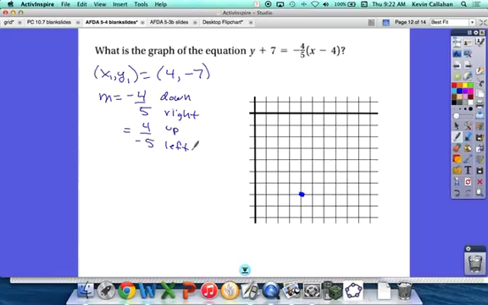If you want to, extend your graph down, then you do it. Up 4, 1, 2, 3, 4, and left 5. Well, that's funny. I don't even have that point on the graph. So there's our graph.